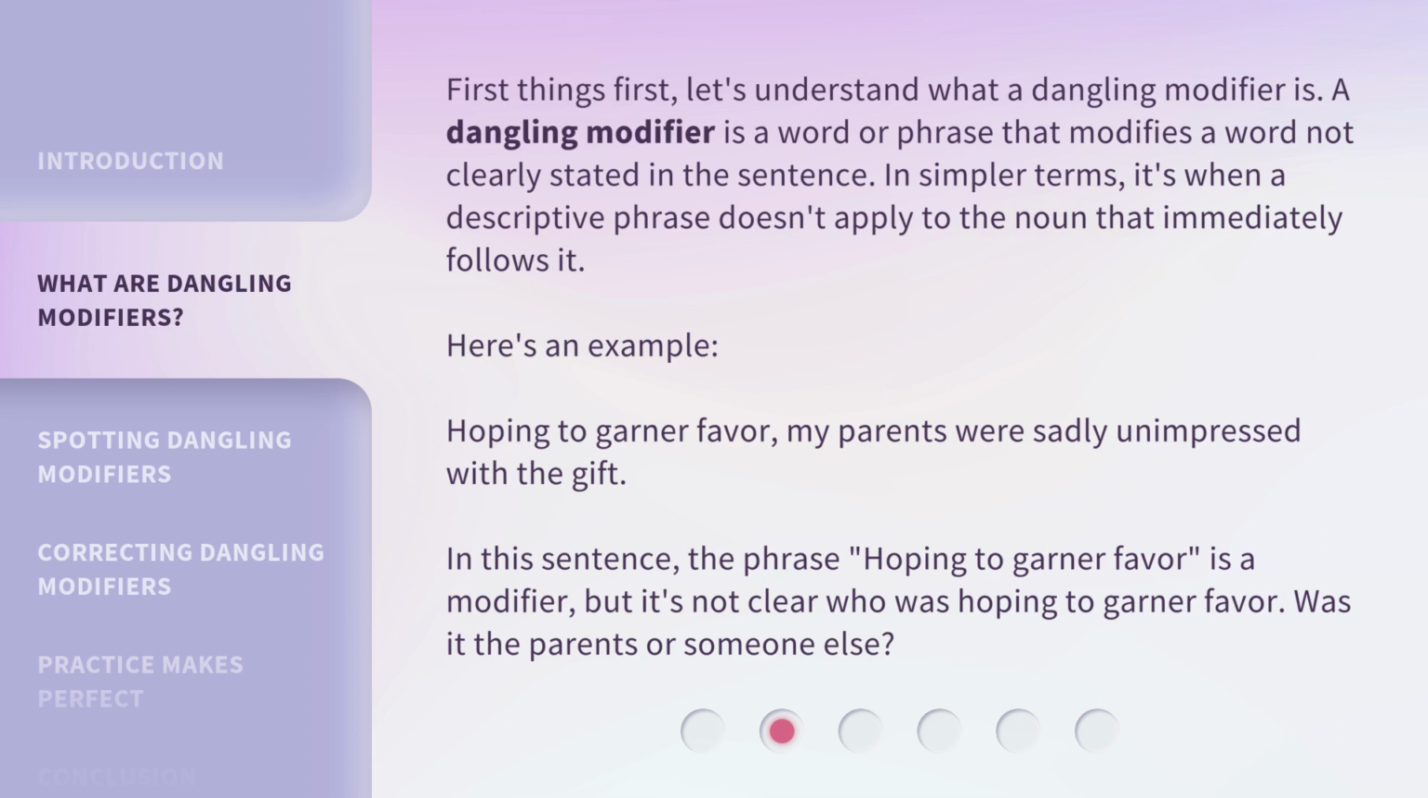Here's an example. Hoping to garner favor, my parents were sadly unimpressed with the gift. In this sentence, the phrase, hoping to garner favor, is a modifier, but it's not clear who was hoping to garner favor. Was it the parents or someone else?